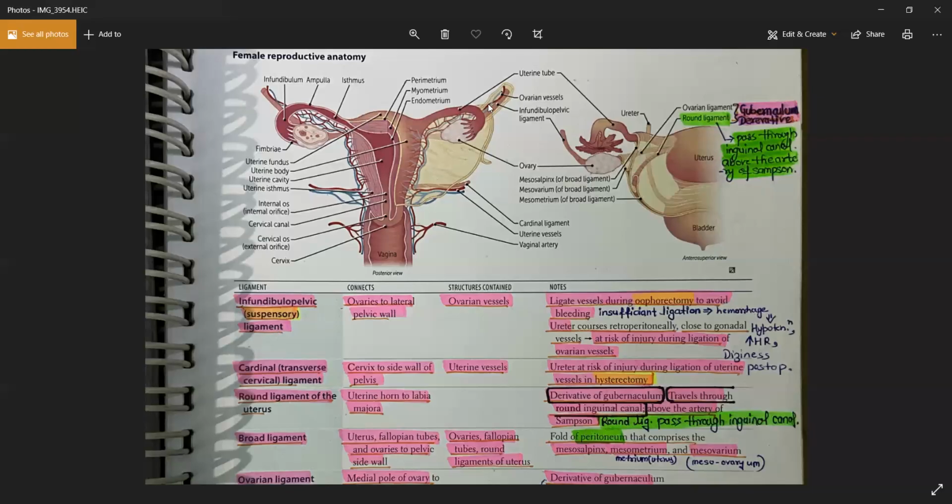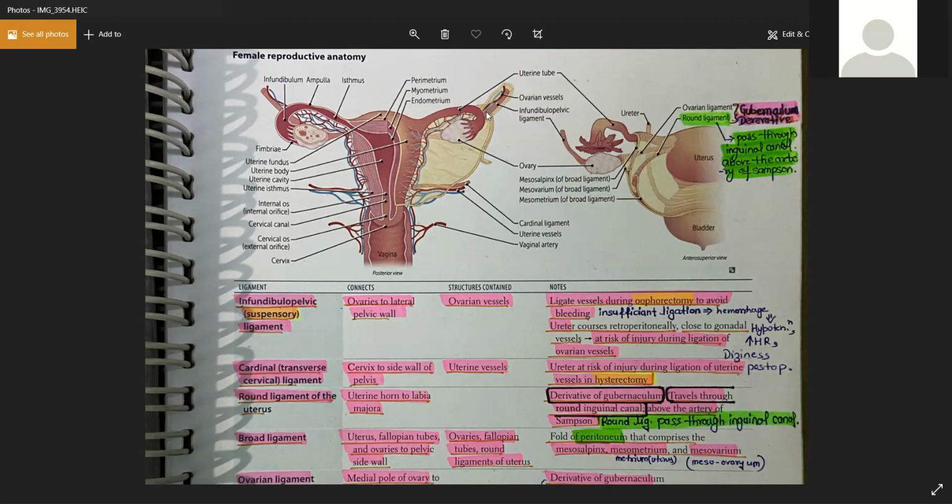Whenever you get damage to the infundibulopelvic ligament, and that actually happens when you do an oophorectomy, that means if you want to remove the ovaries, then you need to disconnect the ovaries from the pelvic wall, right? In order to do so, you need to cut this suspensory ligament while ligating it. Because the ovarian vessels lie very close to this structure, you can have damage to the ovarian vessels, and that can lead to a life-threatening hemorrhage also. So you need to be very careful while performing the oophorectomy. You always need to ligate these vessels first because of the chance of hemorrhage.